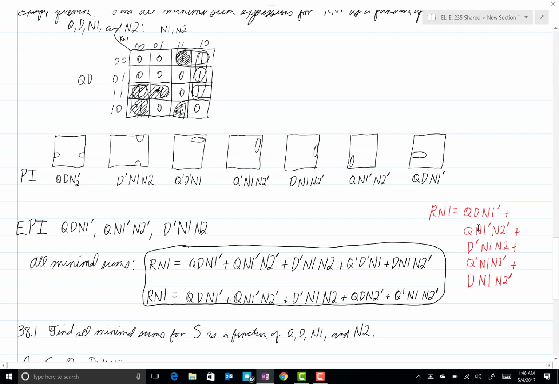So this is just as valid a minimal sum as the other two, because it has exactly the same number of terms with the same number of literals, so it is just as legitimate as they are. And so it should be included in the discussion of this example.